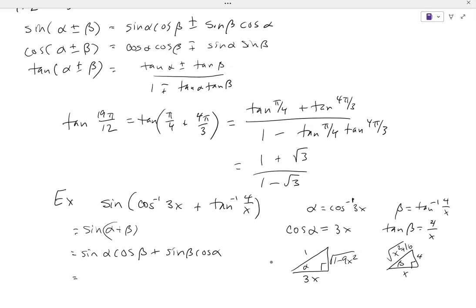And then read your things off the triangle. What is sine of alpha in this case? Root 1 minus 9x squared. Cosine of beta is 4 over... good. And then likewise, the next one will be 4 over root x squared plus 16 for the sine. And cosine of alpha is 3x.